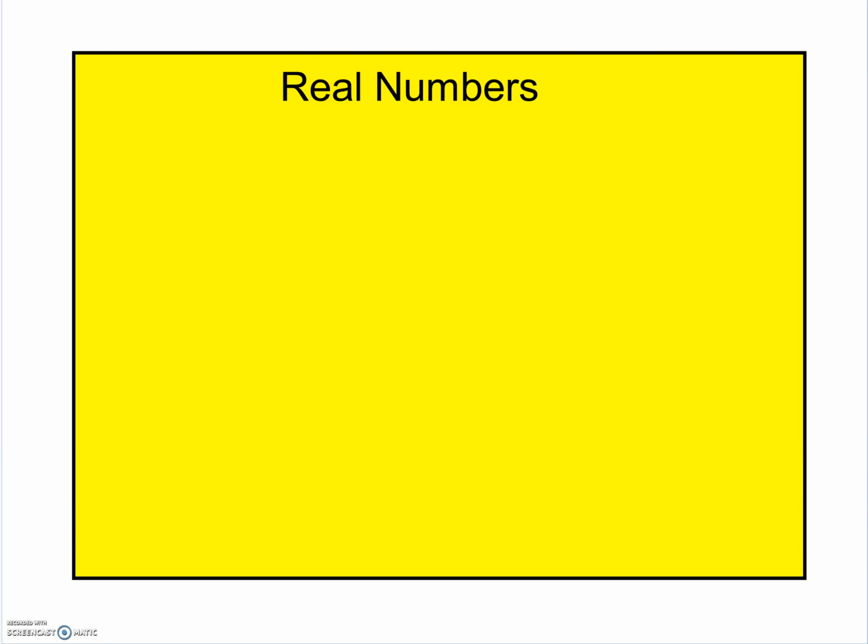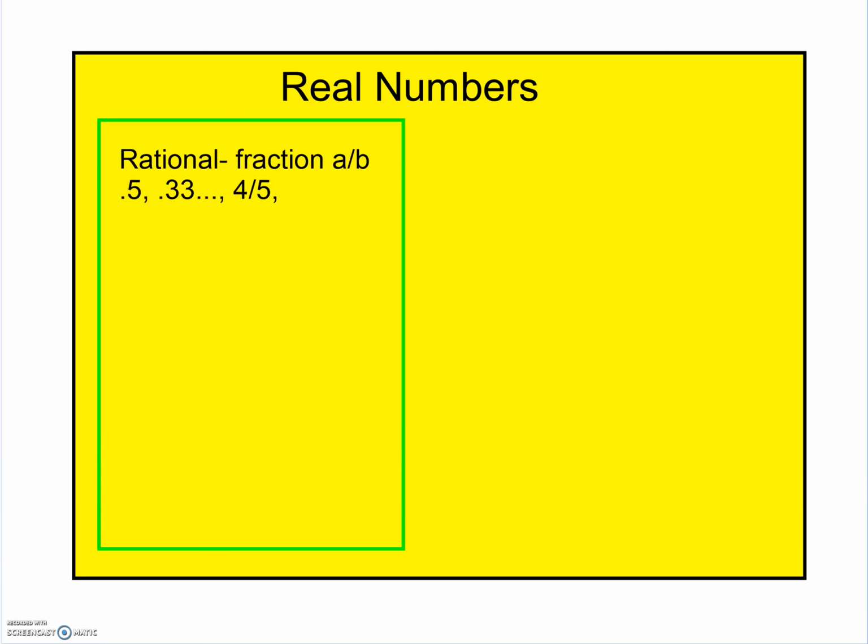Now, to help you understand this, I'm going to show it this way. Real numbers, that's all the numbers in the world. That's the giant box we're taking a look in. From there, they break down into two boxes. All of them are either rational or irrational.